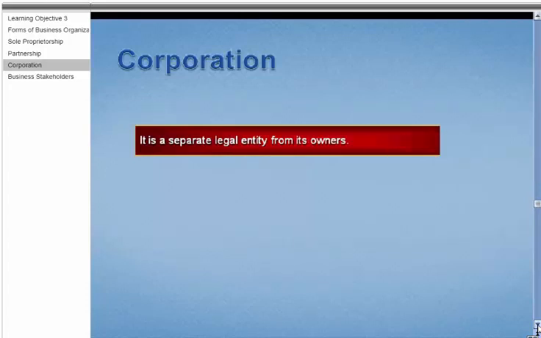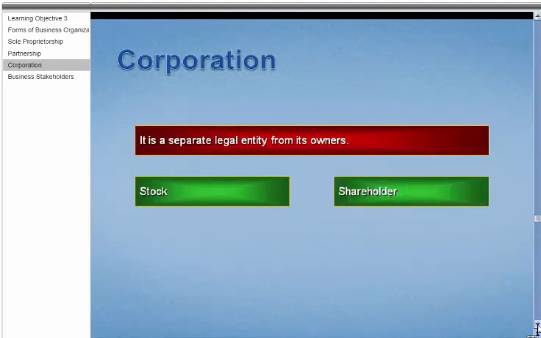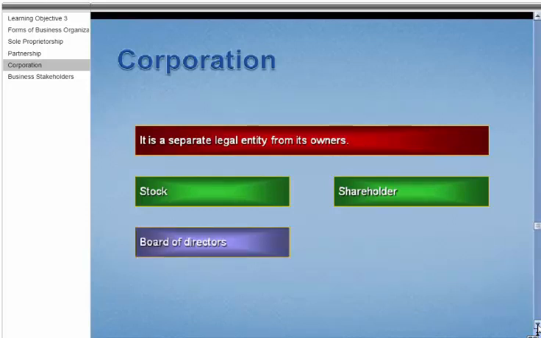Now let's talk about corporations. Okay, corporations are a separate legal entity from their owners, and they have stock. Now, they're not as easy to set up. They have shareholders, but usually there has to be the work of a corporate attorney to set up articles of incorporation. They're run by a board of directors.